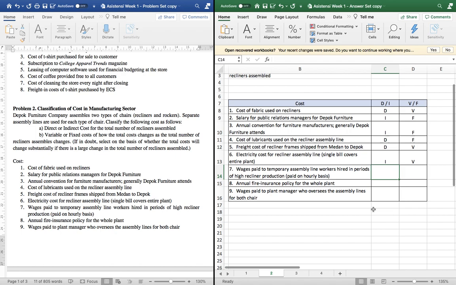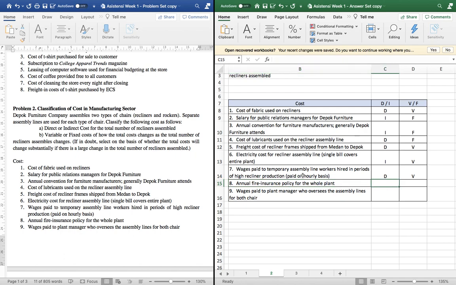And the seventh one, wages paid to temporary assembly line workers hired in periods of high recliner production. Of course, it is a direct cost only for the recliner and variable. Because when we want to increase the production, we have to hire more additional assembly line workers.